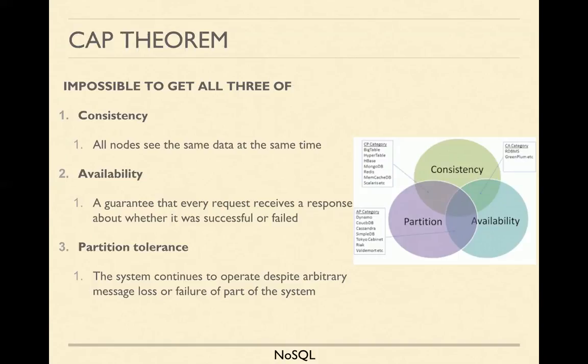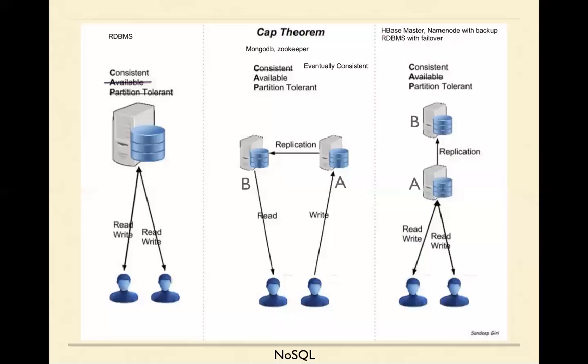Now, these are the three properties against which most of the systems were judged. And they found that no system can provide all the three. No system can provide all the three. And probably this diagram will make it very clear. What do you see in the first one?